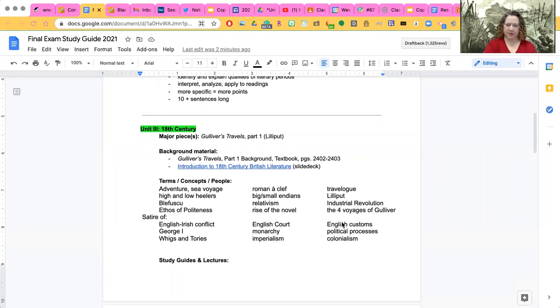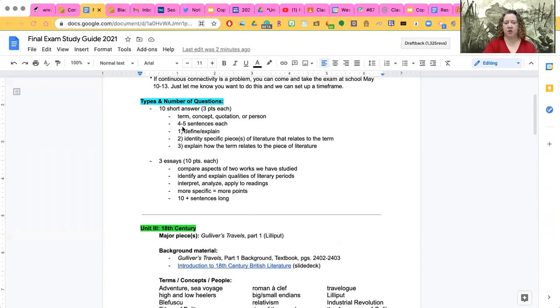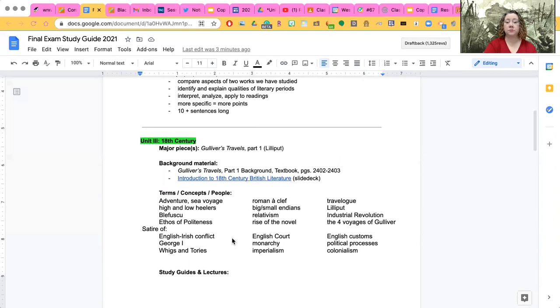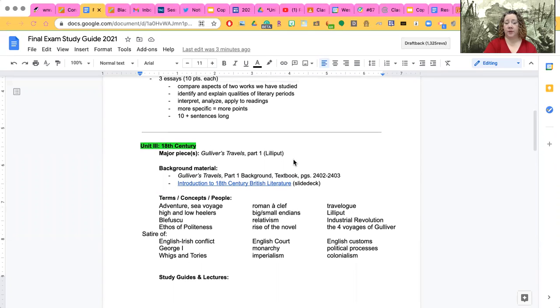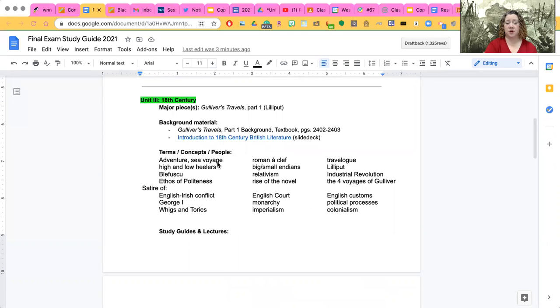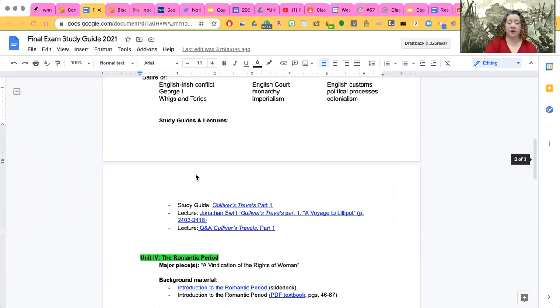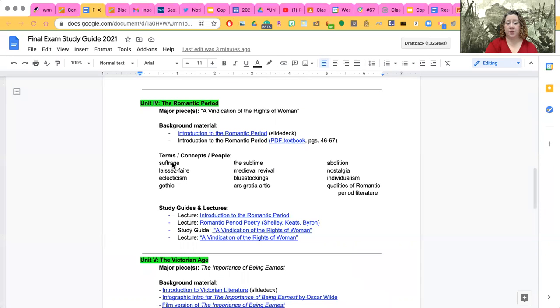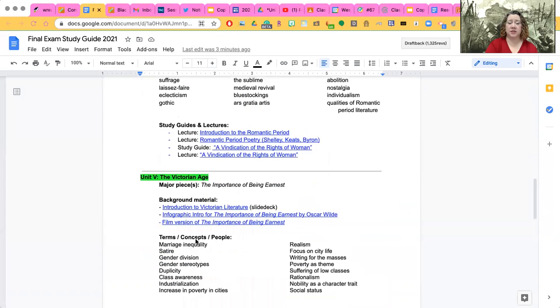Here are the terms and concepts that may pop up in the short answer or the essay section of the test. I just went right into the test and pulled out the terms that it will randomize for. So you could end up with any one of these items on your actual test. Then after that, you have links to the study guides and the video lectures on the different material for Gulliver. Then same thing, it's the same setup for the Romantic period. Here are the terms you need to know because you could get any one of these. Here's the background information, study guides, lectures, all that stuff.